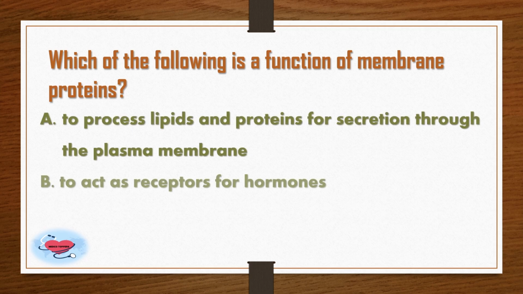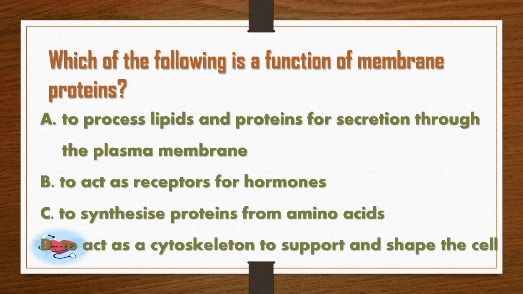Which of the following is a function of membrane protein? Options are to process lipids and proteins for secretion through the plasma membrane, or to act as receptors for hormones, to synthesize proteins from amino acids, or to act as a cytoskeleton to support and shape the cell. And the answer is option B, to act as receptors for hormones, because one function of membrane protein is to receive hormones that cannot pass through the plasma membrane. So our answer is B.